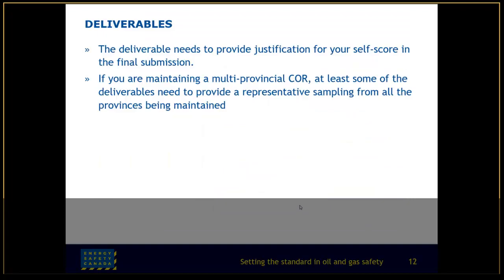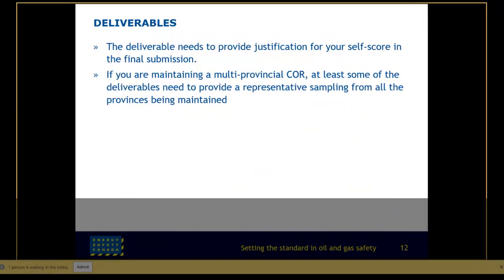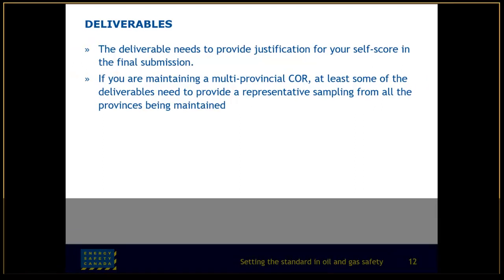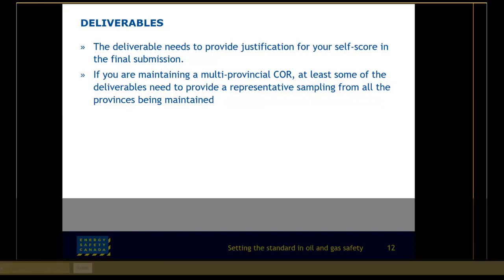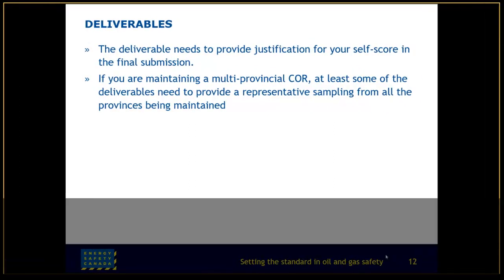So your deliverable needs to provide justification for your self-score in the final submission. If you have a multi-provincial COR, so you're trying to get your action plan approved for Saskatchewan or an equivalency for BC, you need to have at least some deliverables providing a representative sampling from those provinces as well.